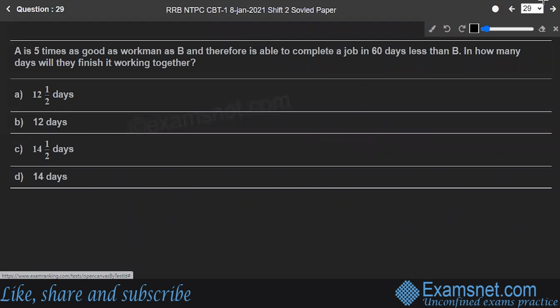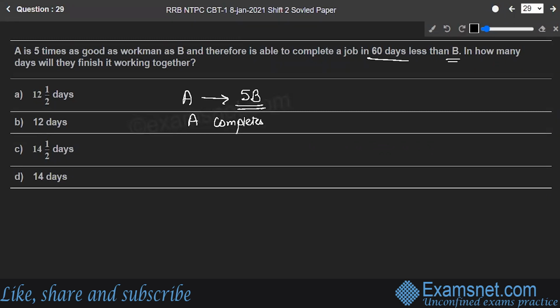A is 5 times as good a workman as B, and therefore is able to complete the job in 60 days less than B. In how many days will they finish it working together? Okay, so A is 5 times as good as B. Now, A completes the job in 60 days less than B. So now, according to the question, what is the ratio?